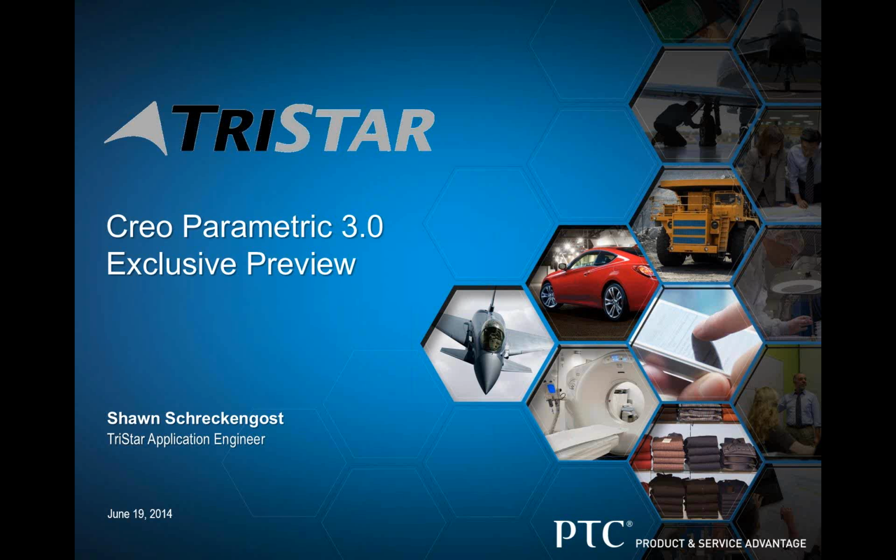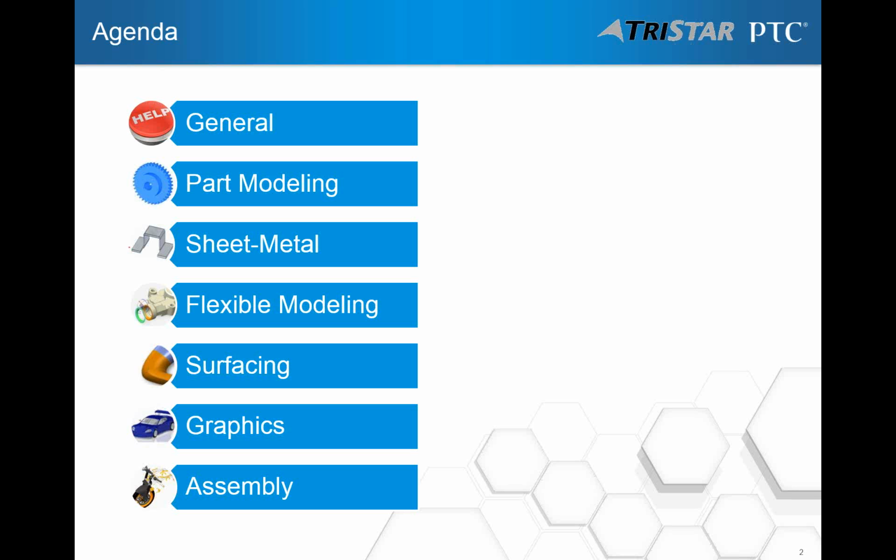Today's presentation, we're going to cover several new functionalities and enhancements to Creo Parametric version 3.0. We have some general help things to discuss, some part modeling enhancements, sheet metal enhancements, some great enhancements to the flexible modeling environment as well as the surfacing environments, some graphics handling issues, some enhancements to the rendering environment, and some enhancements to the assembly environment.